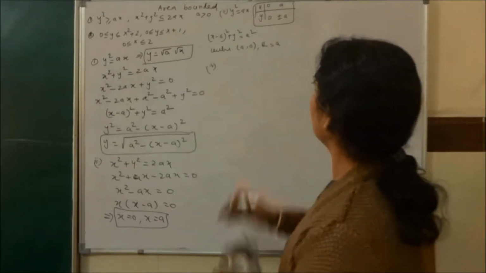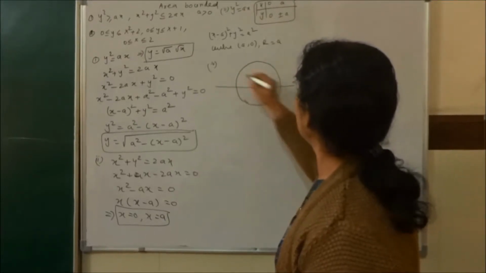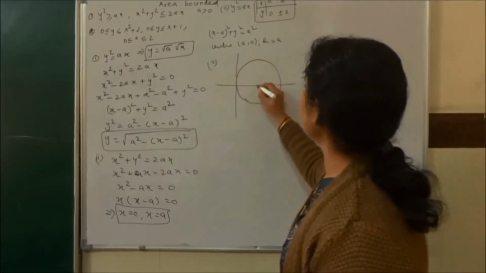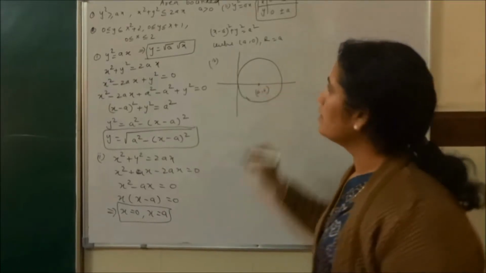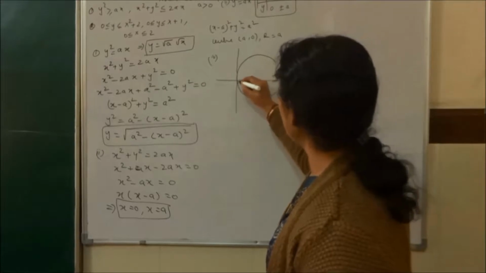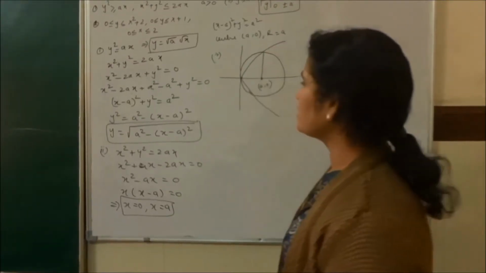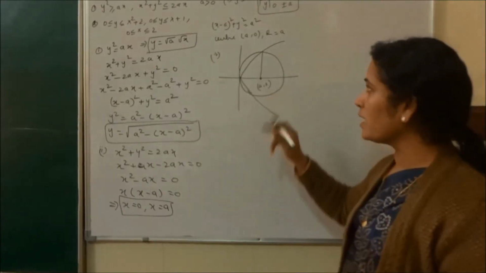Now see, you draw one circle, and this is the center a, 0. Clear? Now the parabola will intersect at A. So pass this parabola like this. So this point is A. Okay, fine. Clear this diagram?